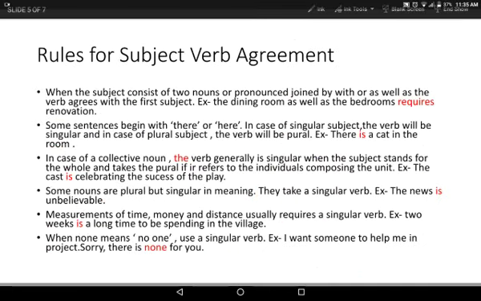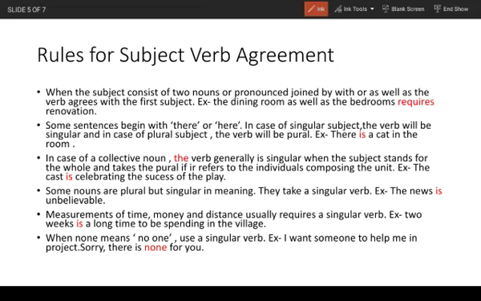Okay, now again there are many rules. Let's see the rules for subject-verb agreement. When the subject consists of two nouns or pronouns joined by with or as well as, the verb agrees with the first subject. So when we join two nouns or pronouns with with or as well as, at that time it agrees with the first subject. Like, the dining room as well as the bedrooms requires renovation.